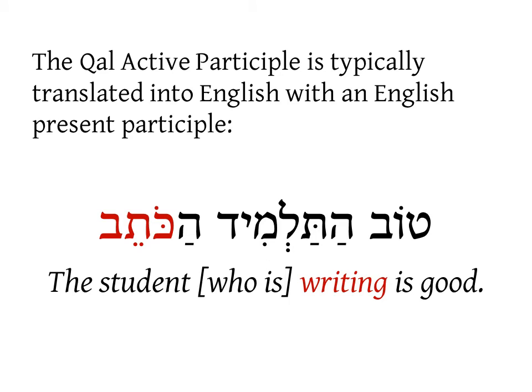Now, a Qal active participle is typically translated into English with an English present participle, an ing form. For instance, in the sentence Tov hatalmid hakothev, we might translate it, the student who is writing is good, or a little bit more awkwardly in English, the writing student. That is, we're describing a student as one who is doing some writing. Notice we translate kothev with writing, the English present participle ending in ing.